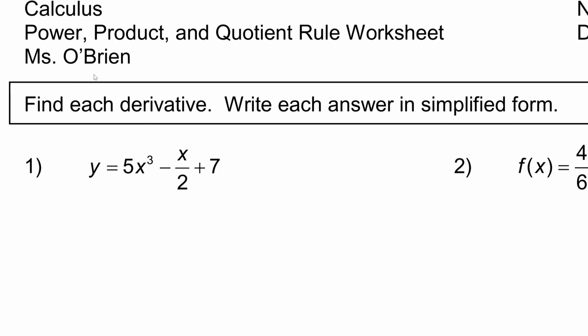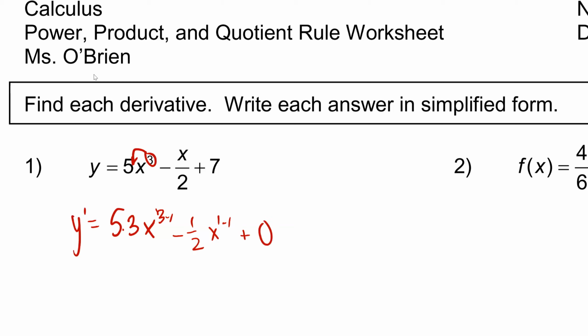So this one, it's just power rule. So power rule, you take the exponent, multiply it, and then subtract 1 from the exponent. So 5 times 3 times x to the 3 minus 1, minus 1/2 times x to the first minus 1, plus, and the derivative of 7 is 0.